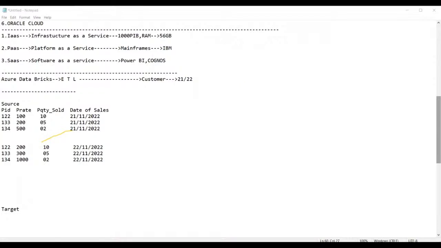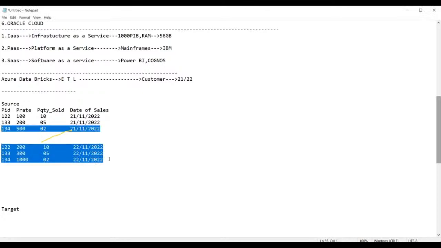Just by looking into the data. Am I right or not? Yes, just by looking into the data, you can say there is a difference. Why are you able to say? Because you have only how many records, guys? Totally 6 records. Very simple, small data. You can look at it here and decide.